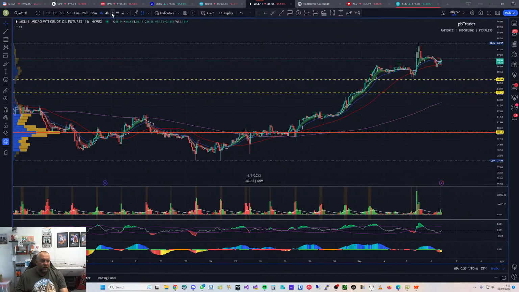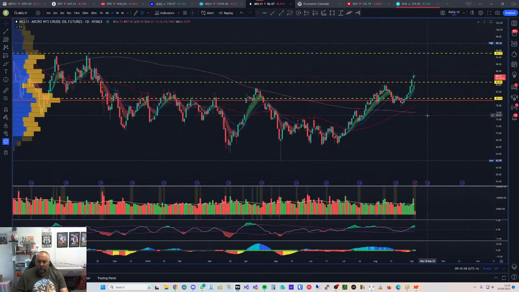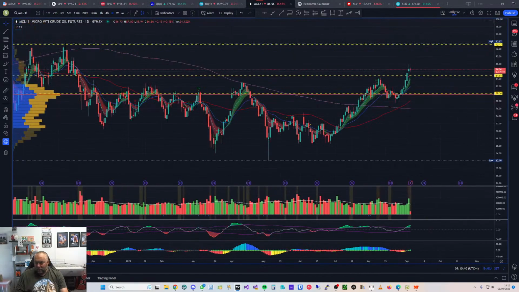Let's look at the daily first on oil. Okay, so we had an indifferent day yesterday. Couldn't decide whether we want to go long or short. We are quite far away from the moving averages as well. The 200, the 50, the 20 and the 8. So potentially this is an inside day.